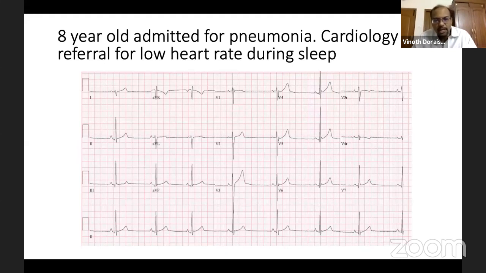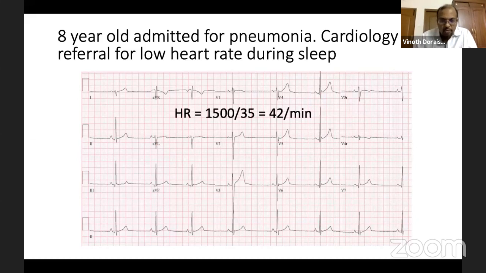This was an 8-year-old admitted for pneumonia. Cardiology referral for low heart rate during sleep. So now, first we'll see if it is sinus rhythm. Okay, so we know that a P wave is followed by QRS, P wave is followed by QRS, P wave is followed by QRS with a constant PR interval. Yes, the P wave is positive in 1, it is positive in 2, it is positive in AVF. Okay, so it is a sinus rhythm.